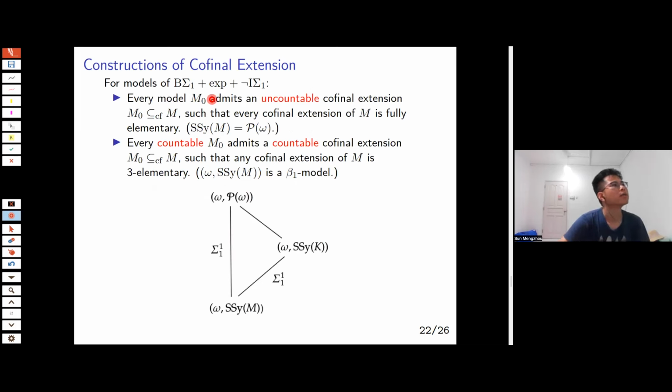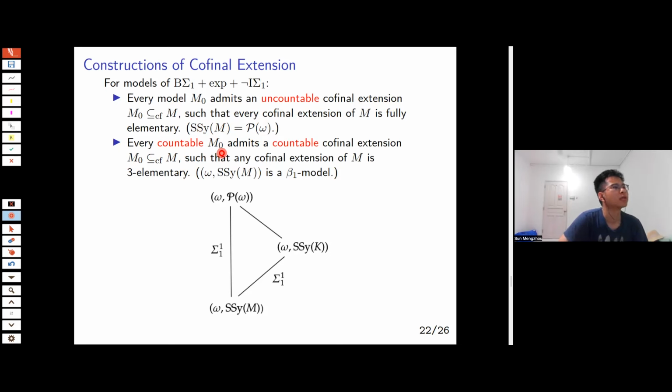And the next one is what I mentioned before. It says that if we start with arbitrary M0, then we can always cofinally extend it to some M such that the standard system of M is just the power set of omega, which means that you cannot enlarge the standard system anymore. So for an arbitrary cofinal extension of M, you always get full elementarity.